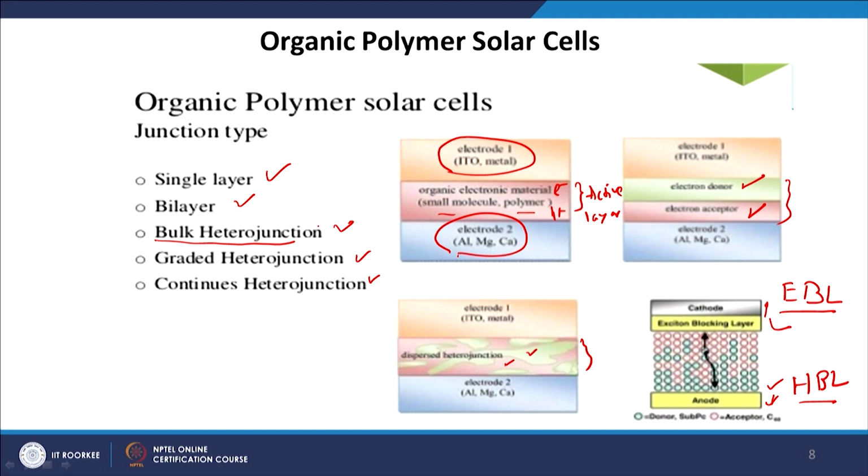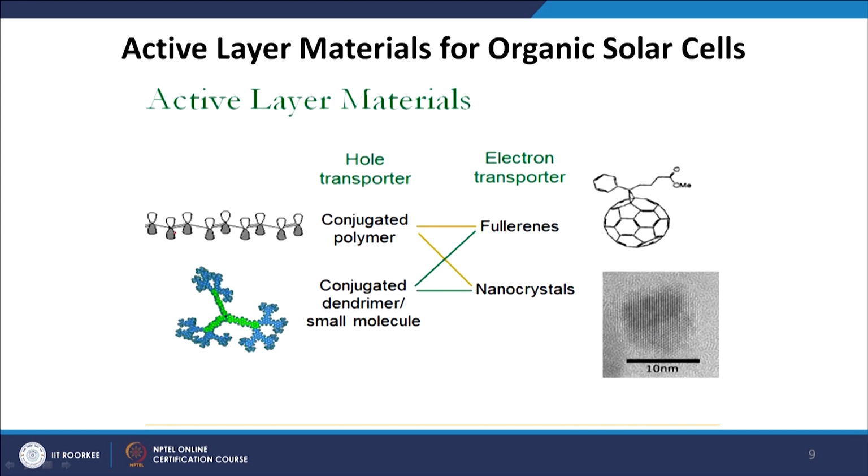Now, there are two different classes, especially these bilayer devices and the bulk heterojunction solar cells, which have been studied in detail in organic solar cells. Now, we have talked about the active layer. The active layer is made of active layer materials. Now, what can be active layer materials? They are usually a hole transport material or an electron transport material.